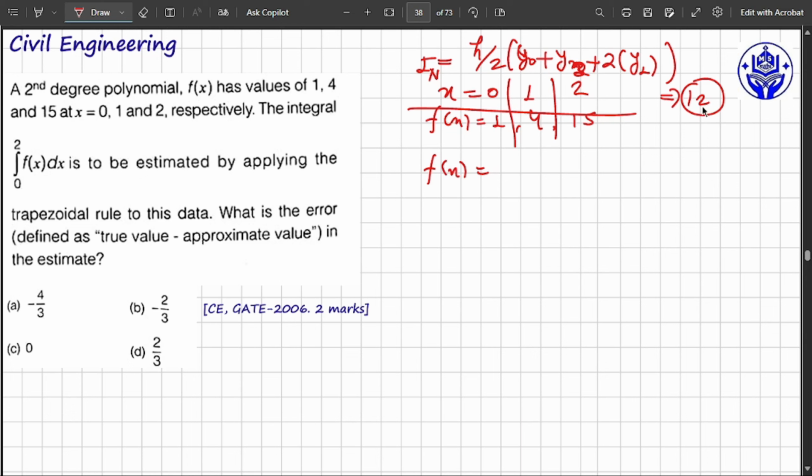Now, what is the polynomial? The point is, how can we find the polynomial? Because to find the exact solution, we should have at least one polynomial. Because of that, what is the f of x? Without f of x, we can't proceed to the exact solution.